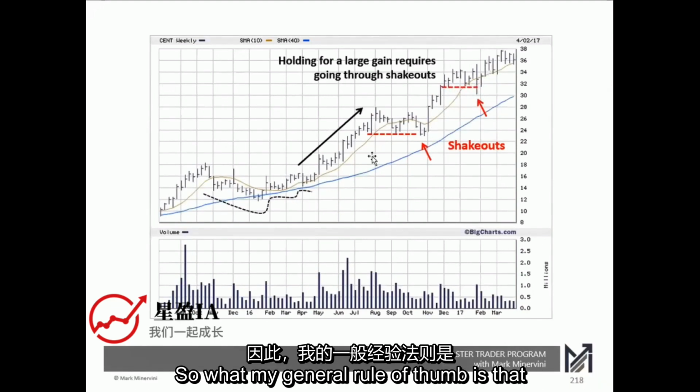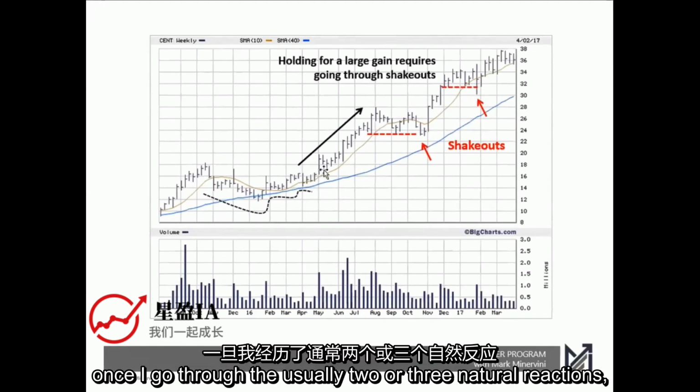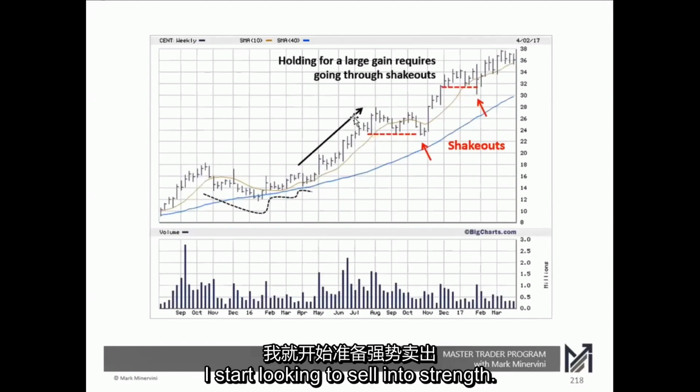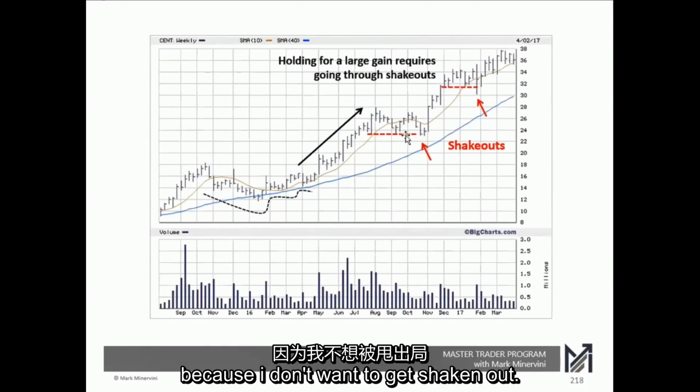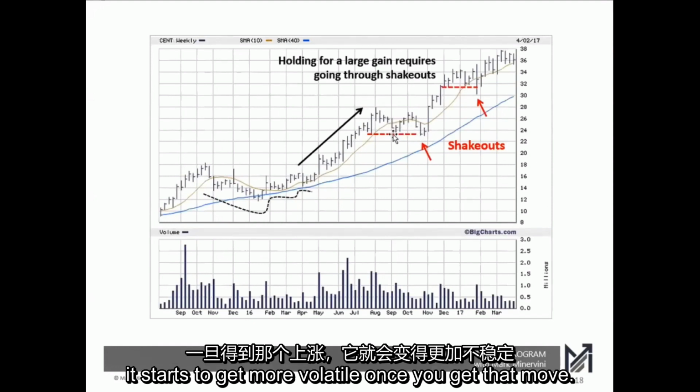So my general rule of thumb is that once I go through usually 2 or 3 natural reactions, I start looking to sell into strength. And I don't want to wait for this, because I don't want to get shaken out. It starts to get more volatile once you get that move.